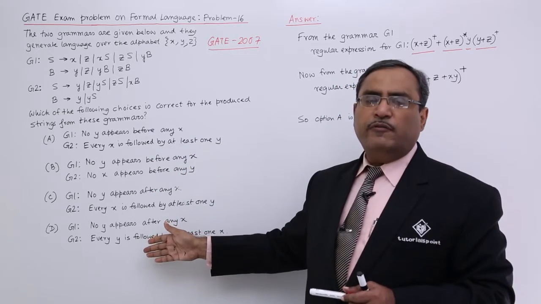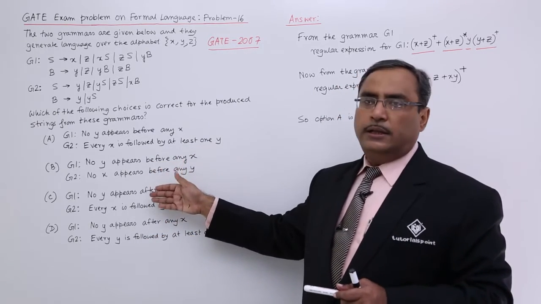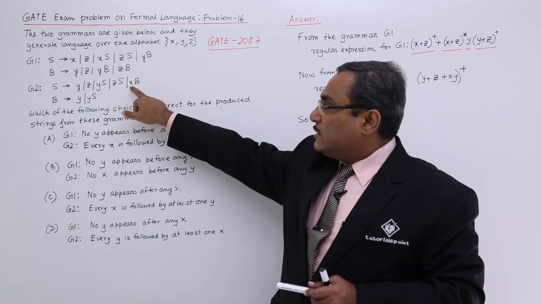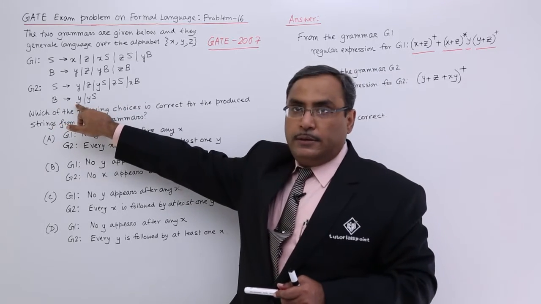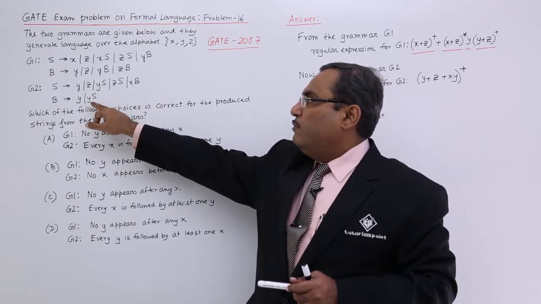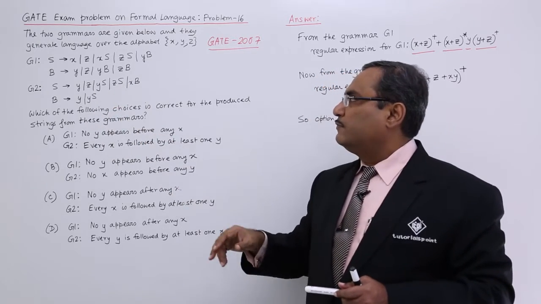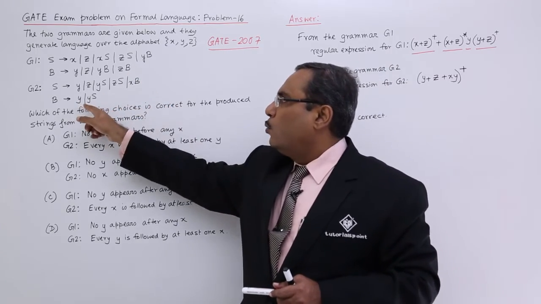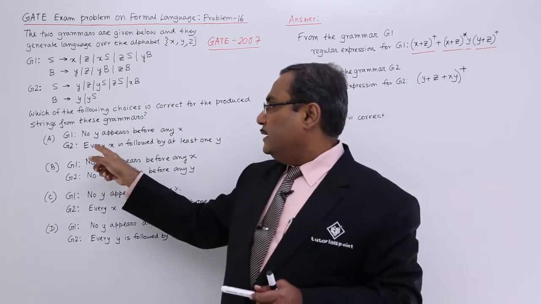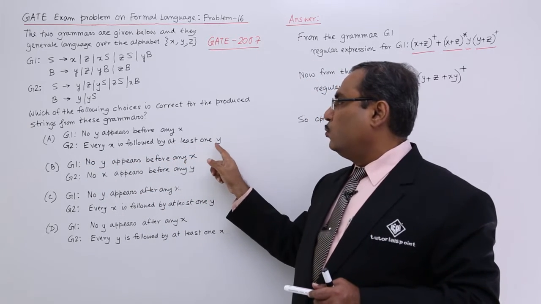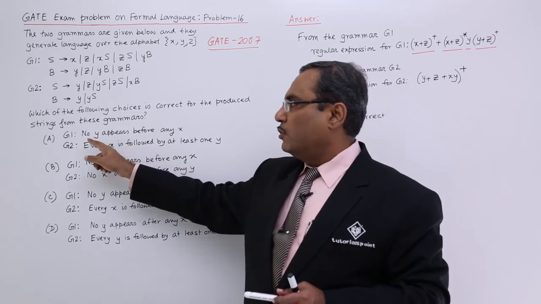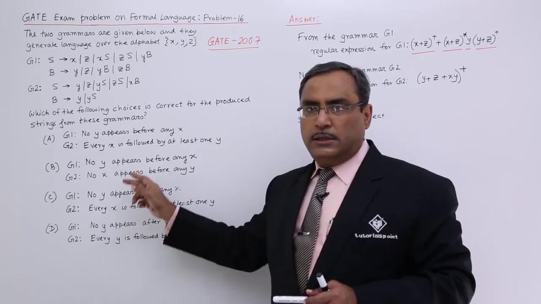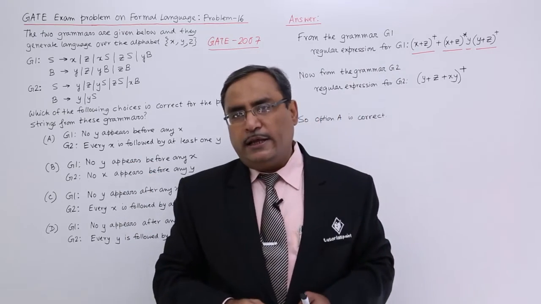You can read the other options, obviously they will not match, but you should check that the other options are also invalid. Okay, think. After making X only, then B can be replaced by Y. So it's quite true that every X must be followed by at least one Y. So this particular statement is true for G2, and no Y appears before any X is true for G1. You can read the other inferences and comments, and you can find that they are not applicable.